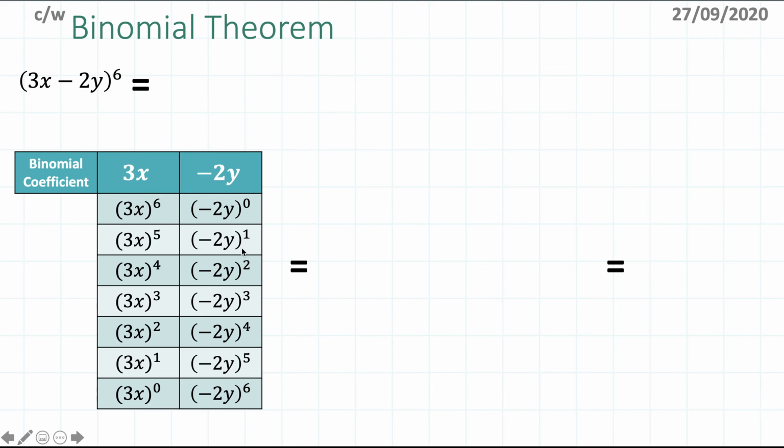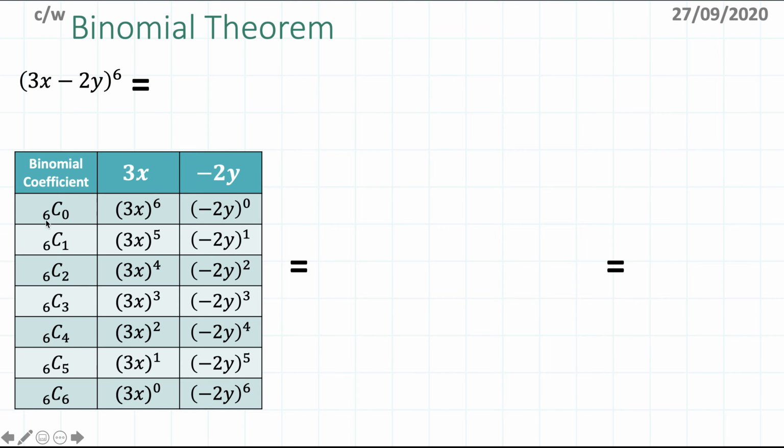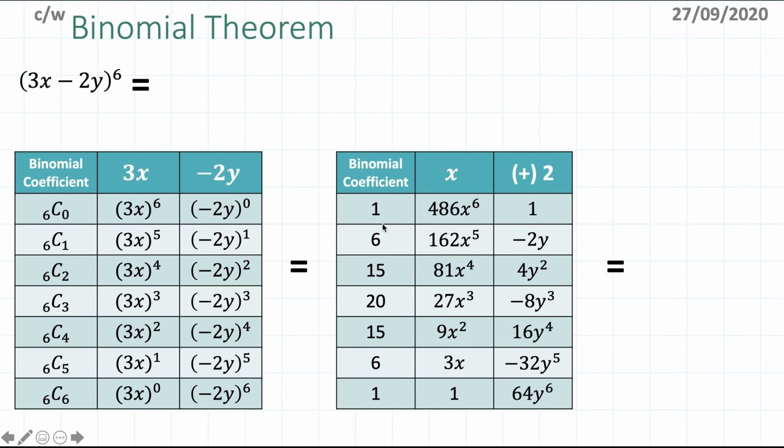Be careful, it's a negative, so you need to put the whole thing in a bracket and also raise it to a power. The binomial coefficient this time will start with a 6. The n is going to be a 6, and the r is going to go from 0 to 6. So again, that's based on the power of the expansion you have. This is the 6 that we have. So I'm going to simplify it.